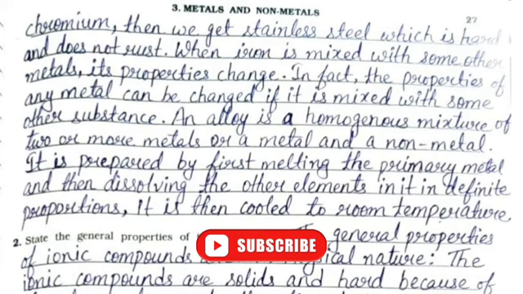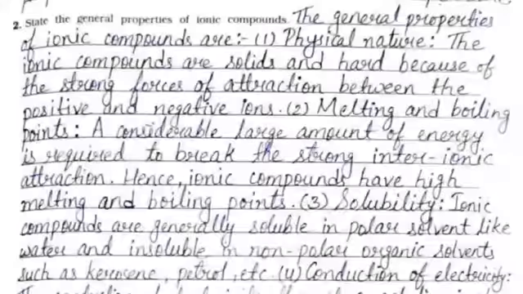An alloy is a homogeneous mixture of 2 or more metals or a metal and a non-metal. It is prepared by first melting the primary metal and then dissolving the other elements in it in definite proportions. It is then cooled to room temperature. Now the second question is, state the general properties of ionic compounds. The general properties of ionic compounds are: first, physical nature. The ionic compounds are solids and hard because of the strong forces of attraction between the positive and negative ions.